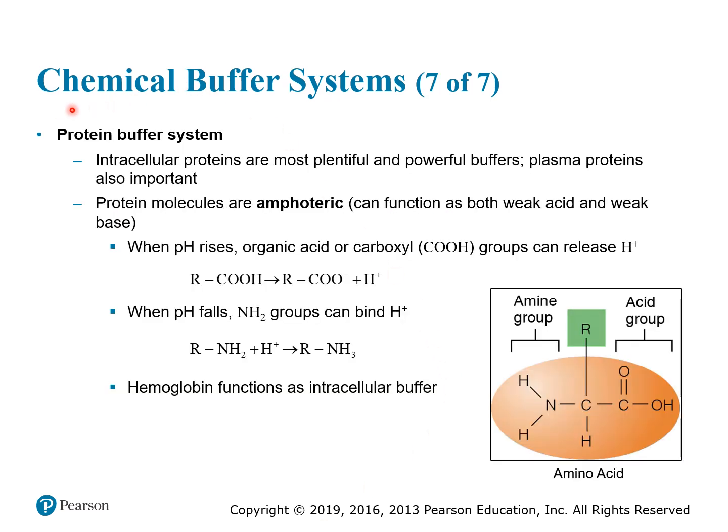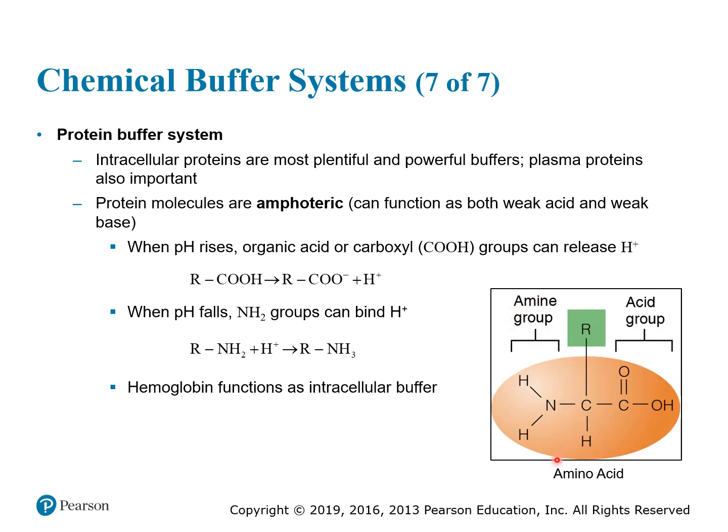Now we have a third type of chemical buffer systems. These are our protein buffer systems. We know our proteins are made up of amino acids, and this is an amino acid. You have already learned it in your 137 course. Each amino acid has an R group. That R group is attached to an acid group, COOH, and an amine group, NH2.